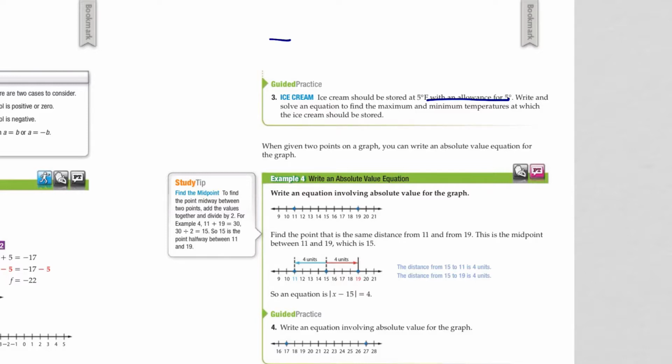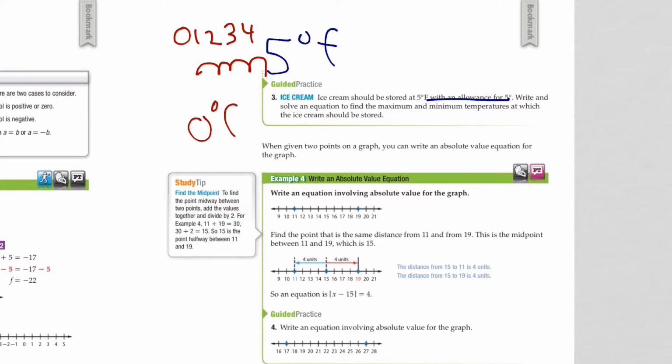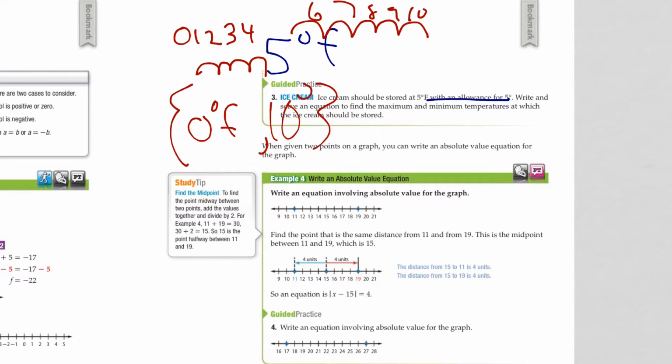Well, if I'm at 5 degrees Fahrenheit, and I can go 5 steps backwards, so 4, 3, 2, 1, 0, that means I could get 0 degrees. And if I go 5 degrees forward, 1, 2, 3, 4, 5, 6, 7, 8, 9, 10, that means I have a solution set of 0 degrees to 10 degrees. Why? Because it should be stored at 5 degrees, right? It says that right there, but I have some leeway, allowance for 5 degrees. I could get 5 degrees colder or 5 degrees hotter, alright?